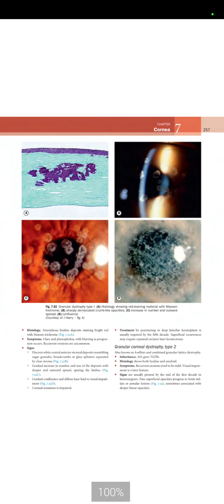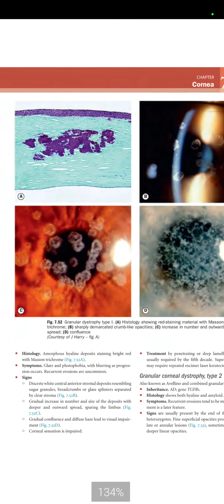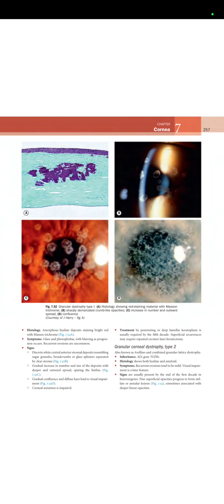Next is a picture showing figure 7.52, granular dystrophy type 1. A: histology showing the red staining material with Masson trichrome. B is a sharply demarcated crumb-like opacity. C shows increase in number and outward spread, and D is the confluence of the opacities.